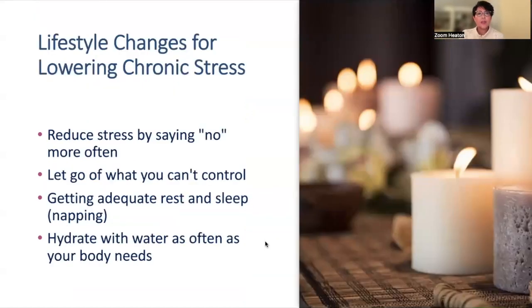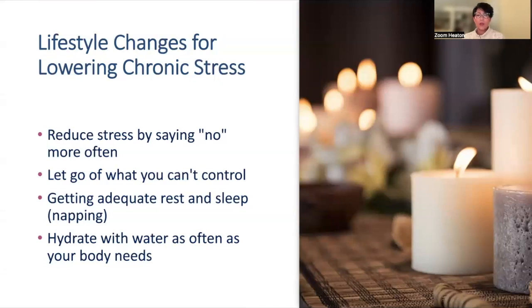So some lifestyle changes for lowering chronic stress. It's good to say no. A lot of times we are yes people because we want to please, especially us women, just because we tend to be the caretakers in the family. And we just feel obligated. We have to do everything and feel guilty about saying no. But we have to learn how to manage our time. Sometimes saying no is a lot healthier than just continuing to do and increase our to-do list. It can be too much. So saying no can be good.